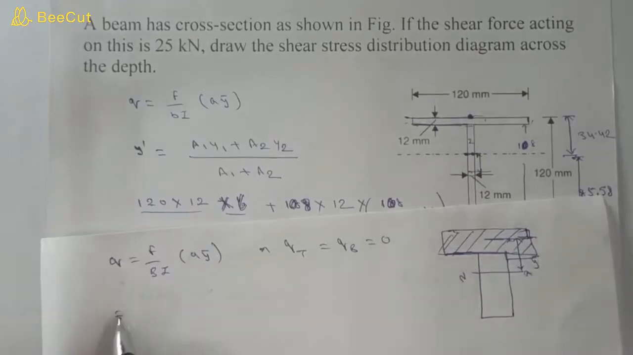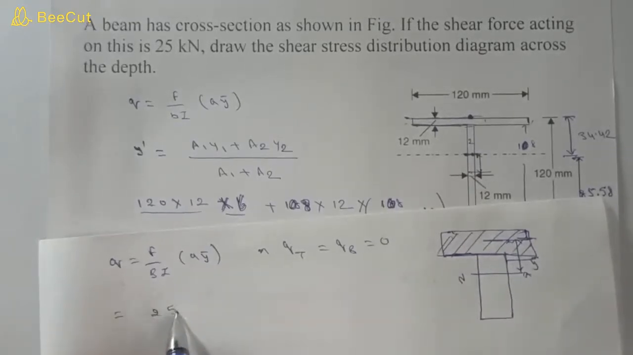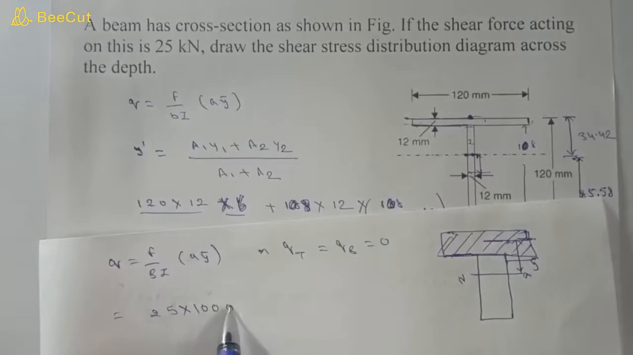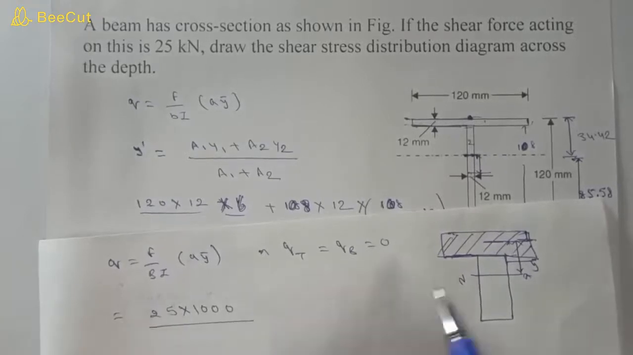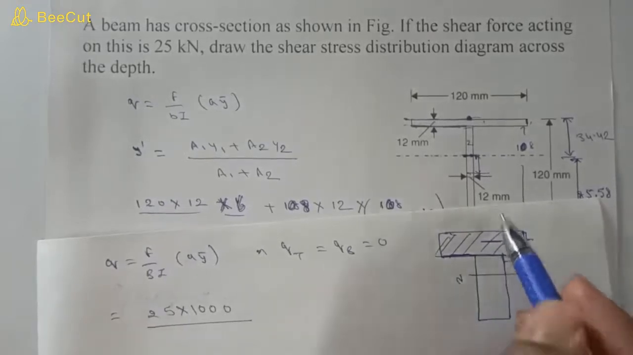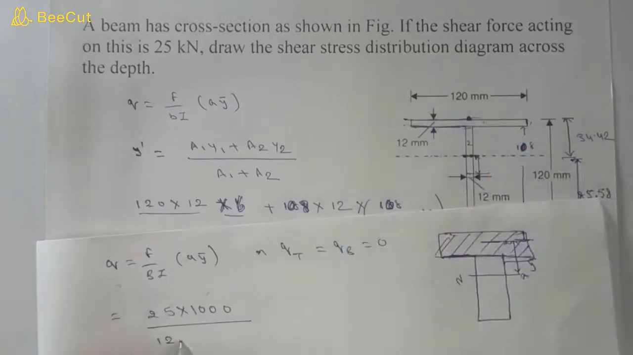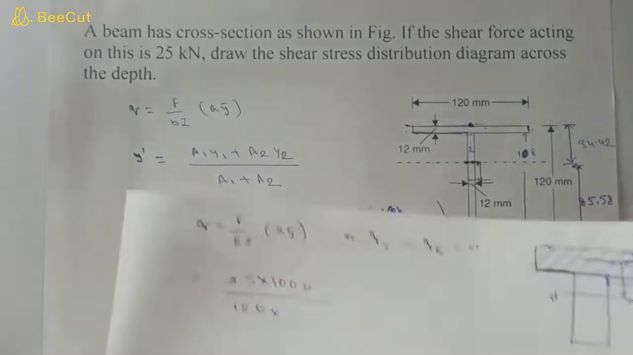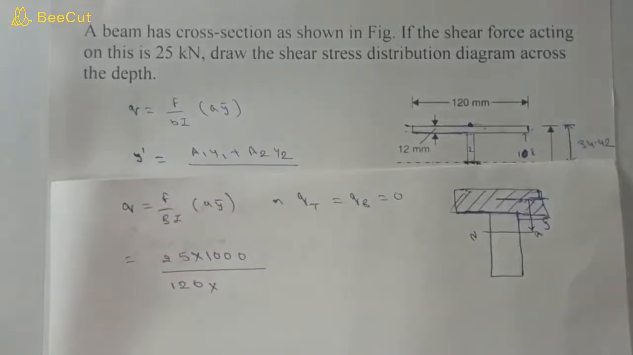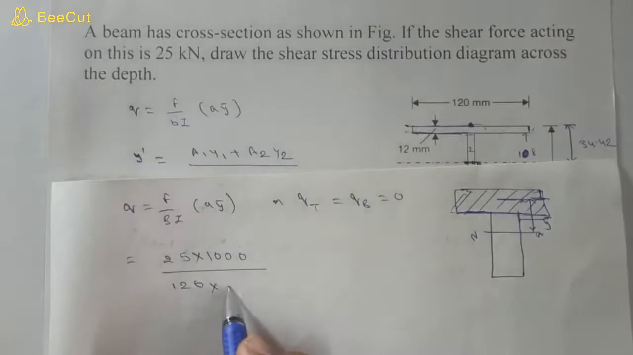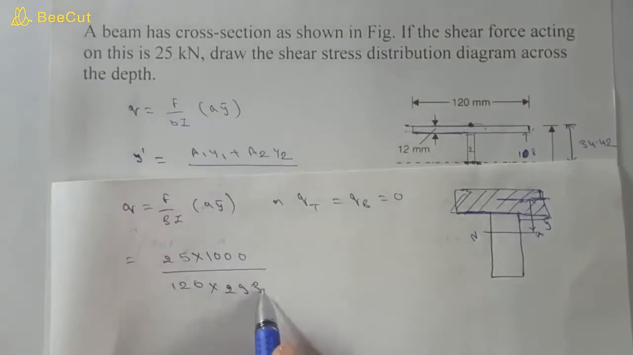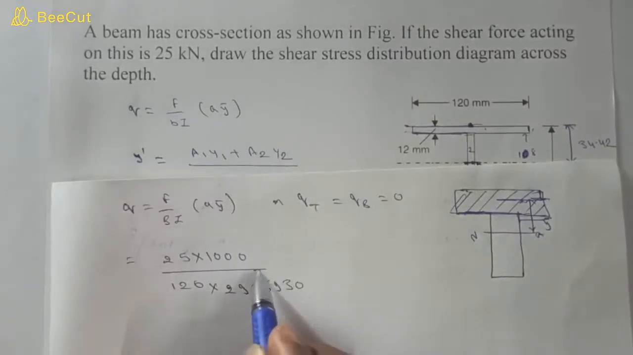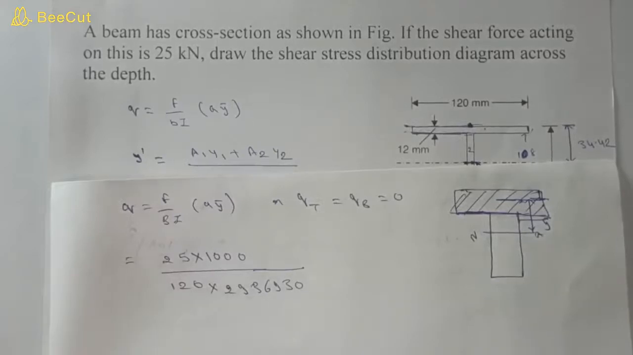So F is already given, 25 kilonewton, which is 25 into 1000 Newton, divided by B, which is given as 120, into I, which we have already calculated, which is 2936930 mm to the power 4, into A y bar.